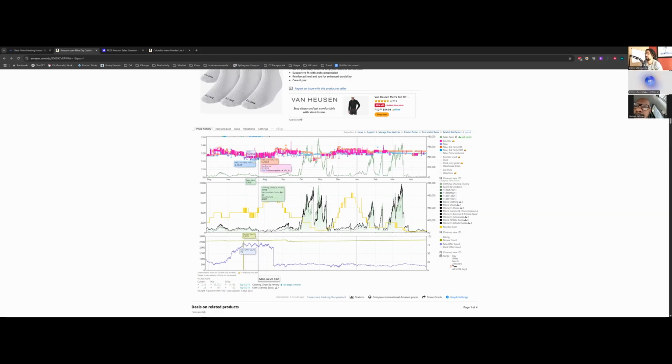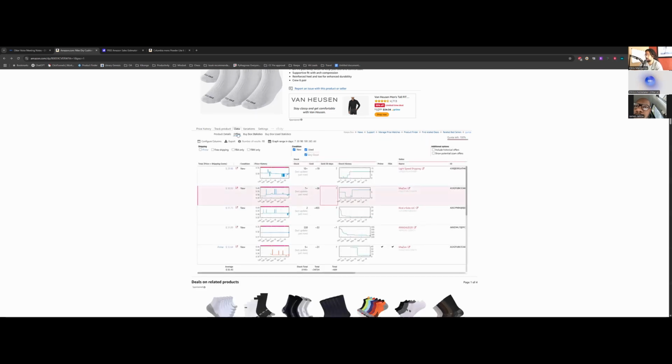So what you want to do is dig into the data tab. Go to data right there, then go to offers, and you have the stock levels of a lot of sellers. Keep in mind, sometimes people hide their stock. You can hide your stock by setting a maximum order quantity, and then you will not have this information.